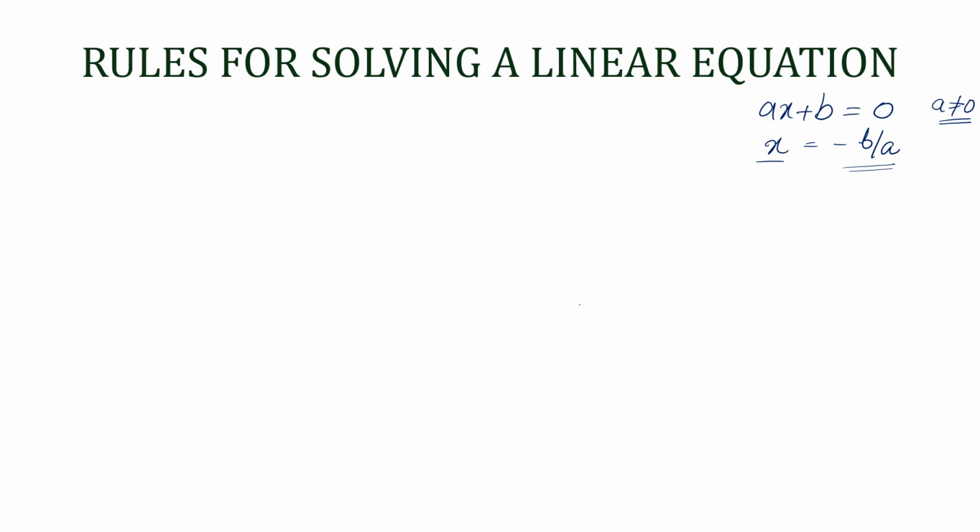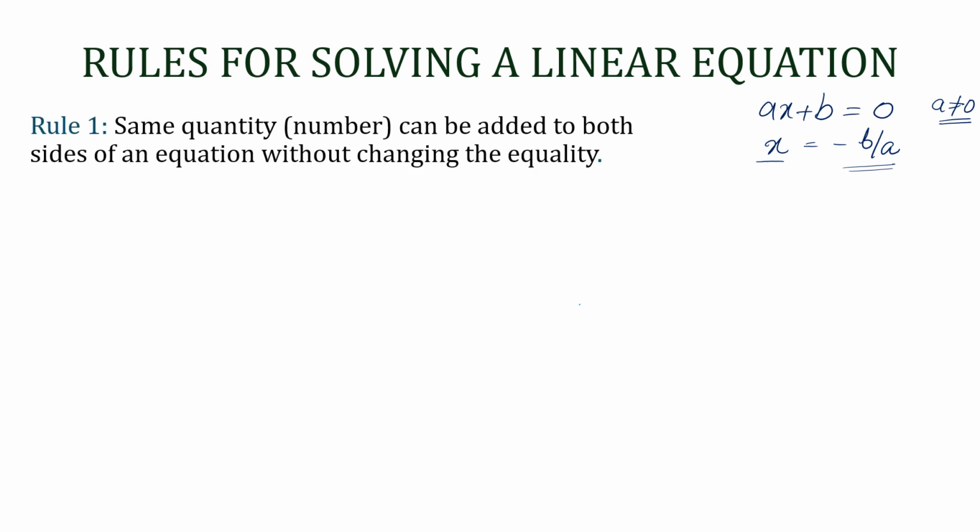Rule 1 is, the same quantity or number can be added to both sides of the equation without changing the equality. So we can add the same number to the left hand side and right hand side. Whatever we are adding to the left hand side, the same number or quantity we have to add to the right hand side also.